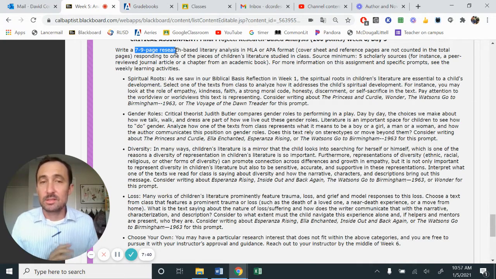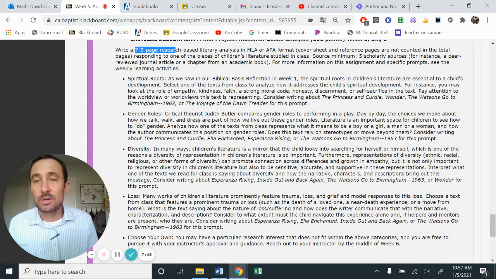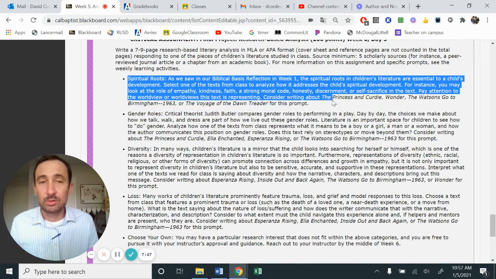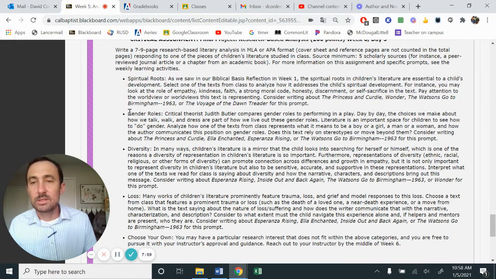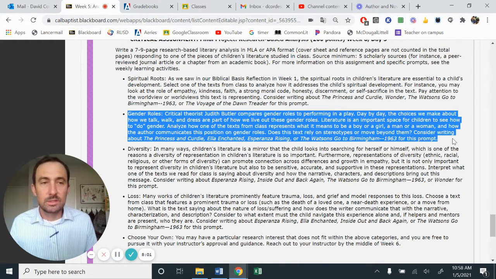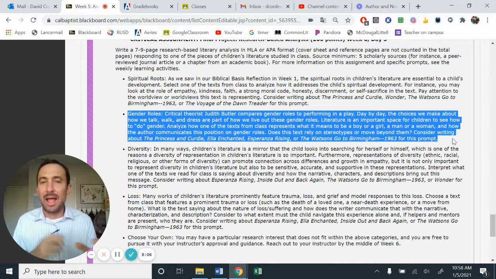But there's certain things that you could go into. So there's the idea of analyzing the spiritual roots in our stories. Where does spirituality, religion, the idea of Christianity come into play within these stories? What is it like for gender roles, right? What is the idea of a female protagonist versus a male protagonist? How are those things different? How are those items represented differently for our child reader?